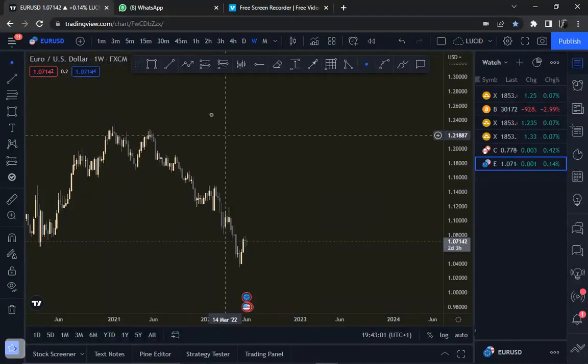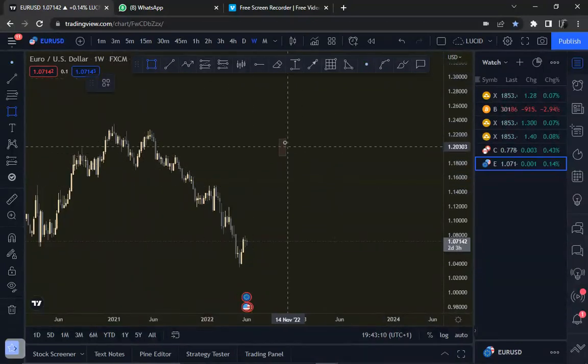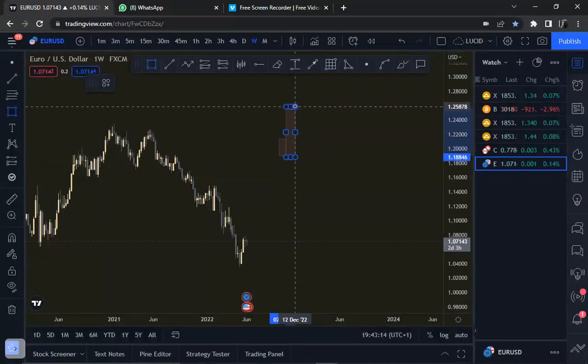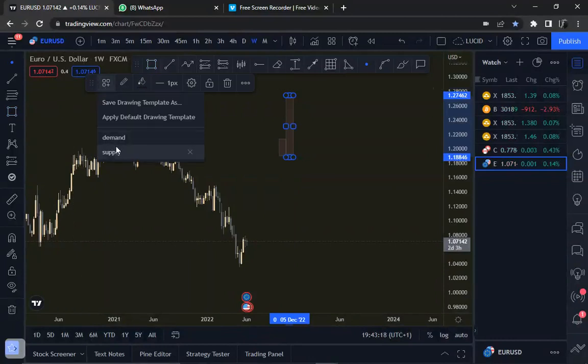So if you have the candlestick here, let's say it's this downward one, it should be engulfed by the next candle.